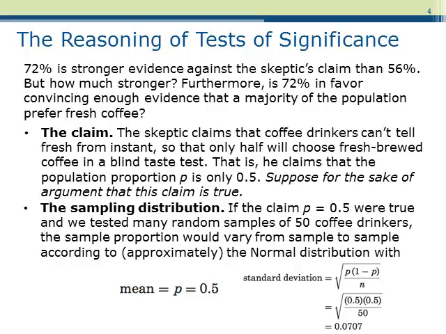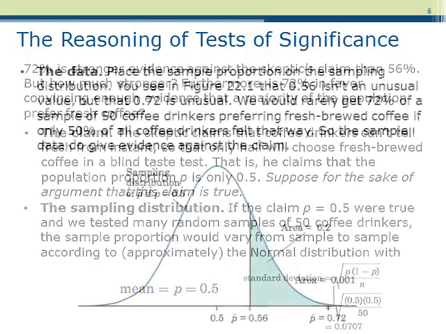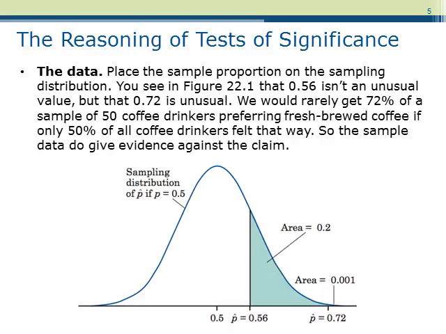If this claim were true, and we tested many random samples of 50 coffee drinkers, then the sampling distribution of p hat would follow a normal distribution. This normal distribution would have a mean equal to 0.5 and a standard deviation approximately equal to 0.0707. If this were the case, then how unusual would it be to observe a value of p hat that is 72% or greater? What about 56% or greater?